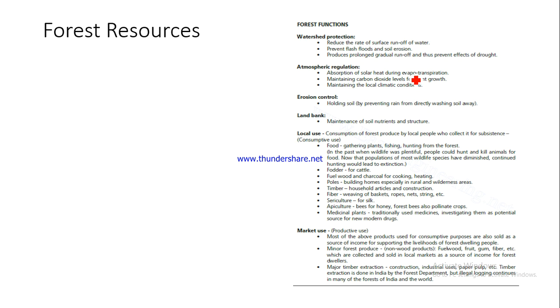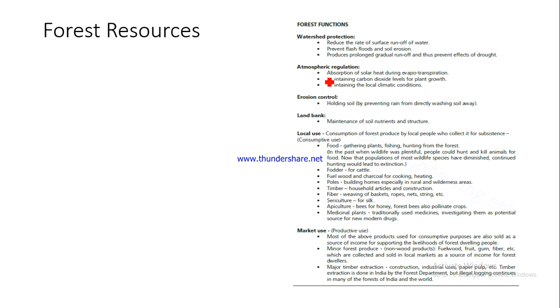So naturally the solar heat would be absorbed, and this would be used to convert the water into water vapor. Naturally, if the solar heat is absorbed, the forest would also help in reducing the temperatures in the surrounding areas. That is why if you are living near a forest area and you come to an urban area, you would find a temperature differential of 3 to 4 degrees centigrade. So in the forest areas or in the vicinity of the forest areas, the temperatures are much lower, because the heat is also being used for evaporation and for transpiration.